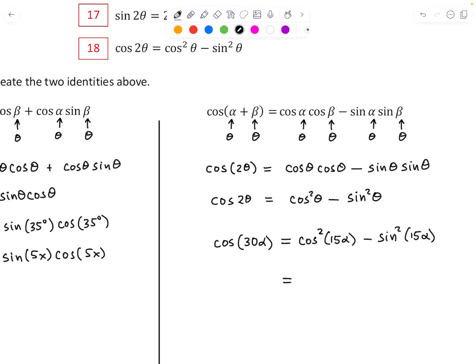If I started with the right side of this identity, such as cosine squared of pi twelfths minus sine squared of pi twelfths, these arguments do need to match for this identity to be used, and this will be equal to the cosine, and then we double pi twelfths. And doubling pi twelfths gives me pi sixths.